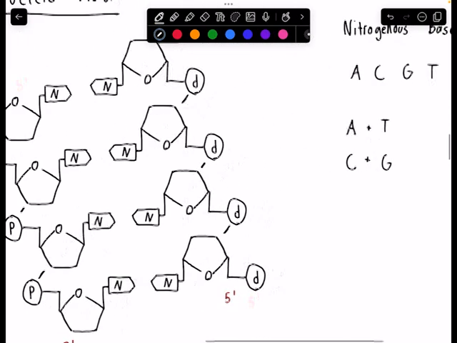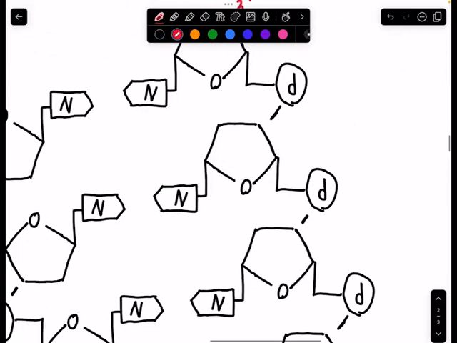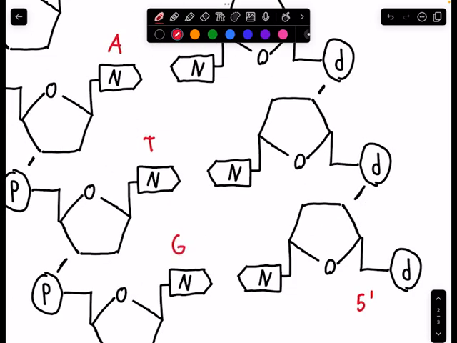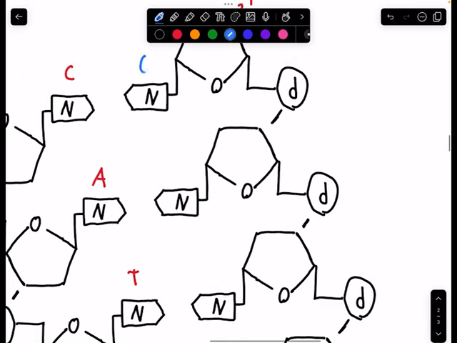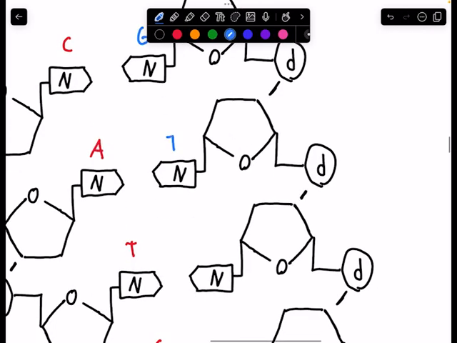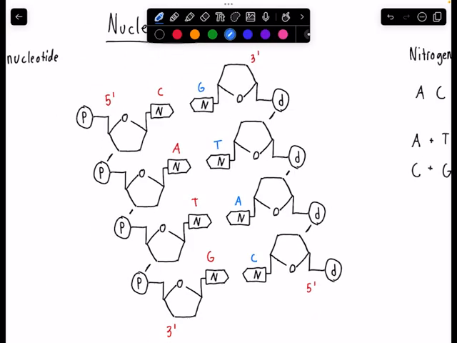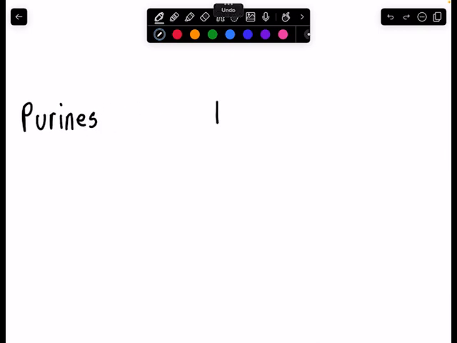So, for example, if we said this is a C, this is an A, this is a T, and this is a G, well, then we know what these are because we know what pairs with the other ones. If this is a C, then we know this is a G. If this is an A, we know that's a T. If this is a T, we know that's an A. And if this is a G, we know that's a C. Great. And so now, how do we classify these nitrogenous bases? We have two things. We have purines, and we have, no, that's not how you spell it.